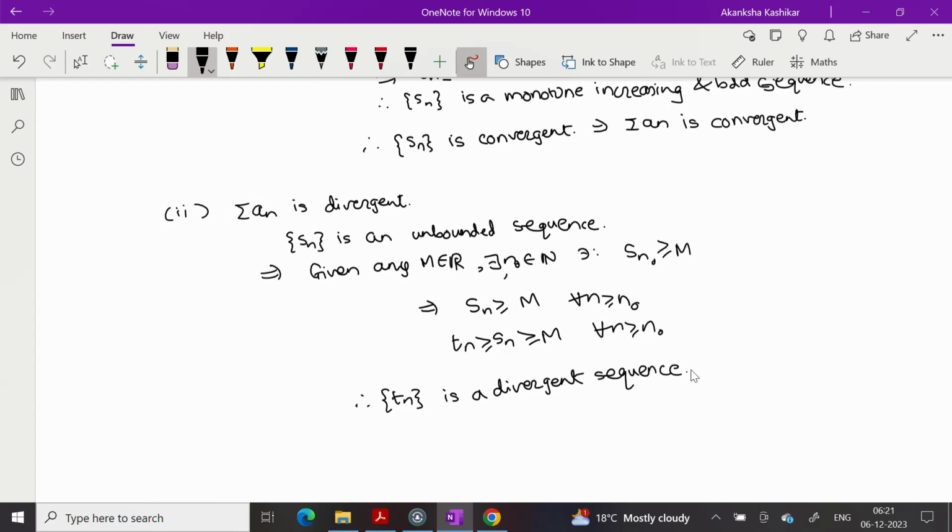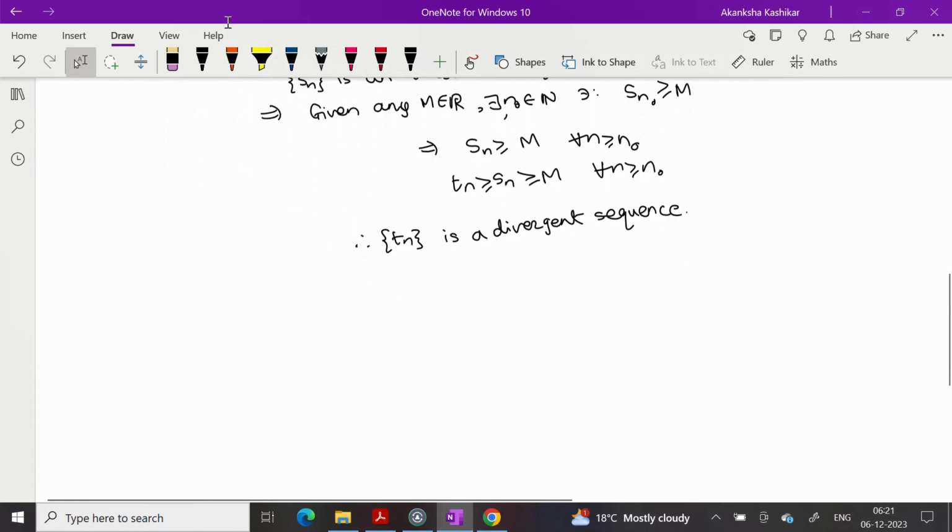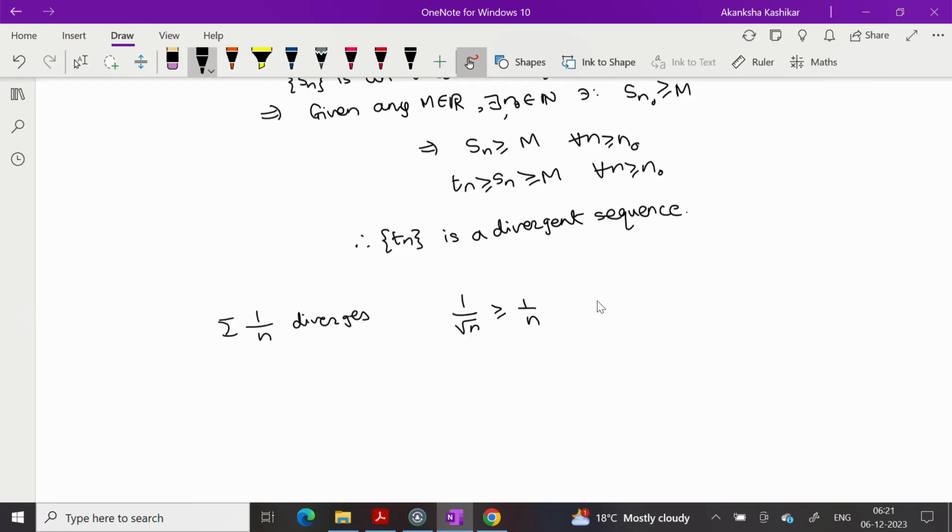One simple example for the comparison test: we have proved that the harmonic series, summation 1 upon n, diverges. What we know is that 1 by root n is always going to be larger than or equal to 1 by n. Therefore, by the comparison test, part 2, summation 1 by root n must diverge.